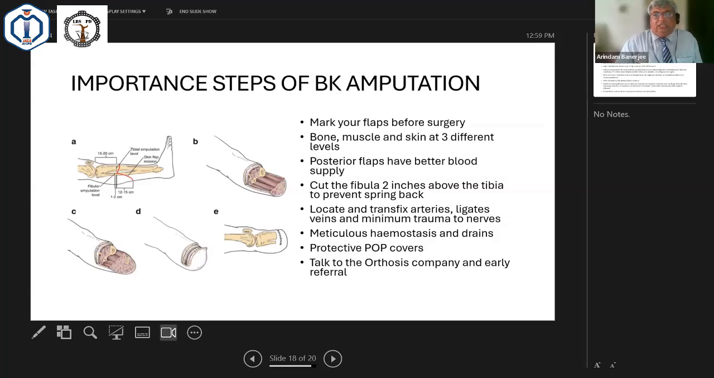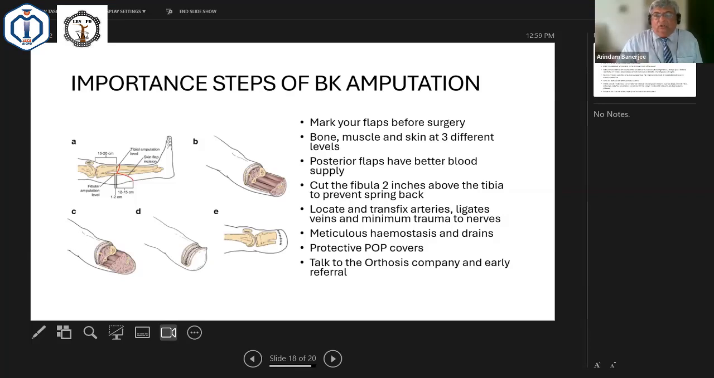When you're cutting the fibula, apart from the tibia, make sure you cut the fibula at least 1 or 2 fingers, maybe 2 fingers above the tibia. The reason for this is if you cut the tibia and fibula at the same level, then when the wound heals, the fibula can spring back and come out of the wound. So that will be very awkward for you later on. So you will again have to revise it. So make sure you cut the fibula a little higher.